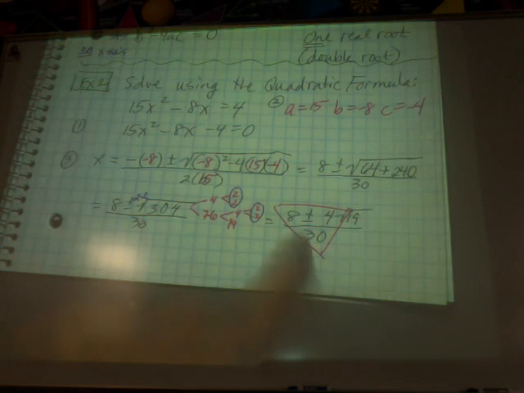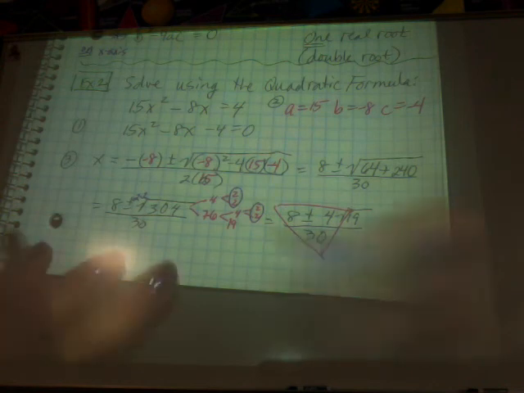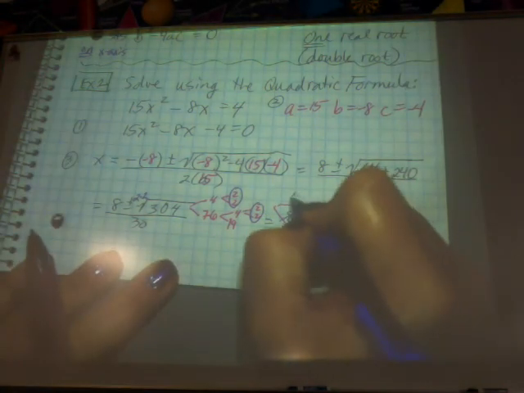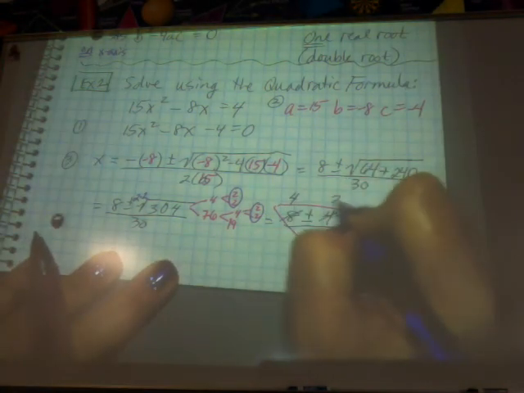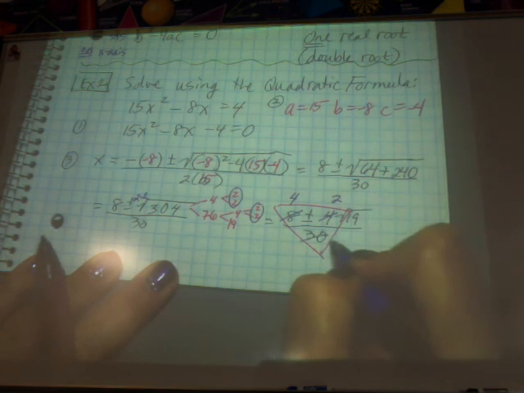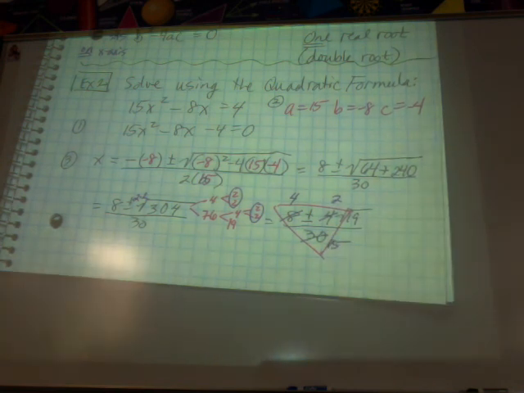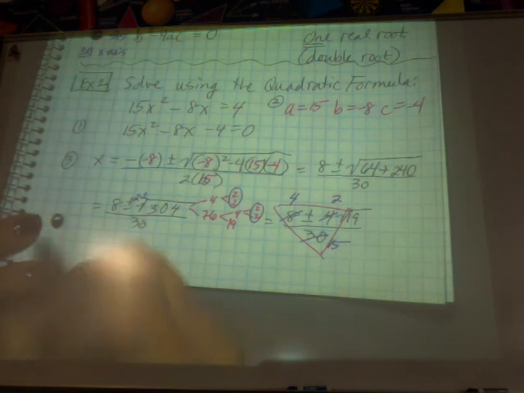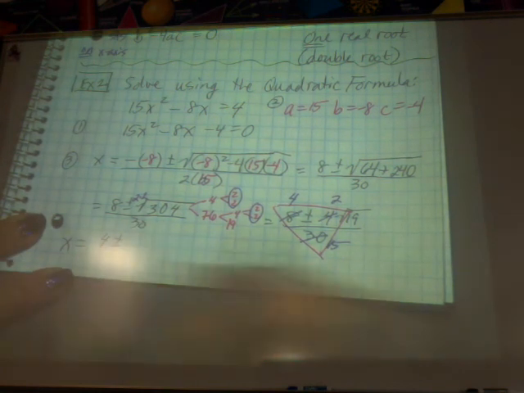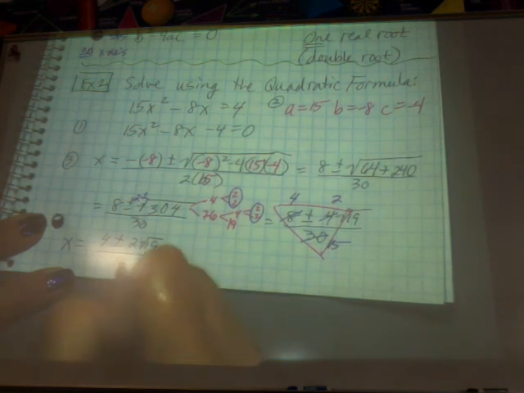Do all 3 together have a greatest common factor? Yeah. What is it? Only 2. So we're going to divide 2 into each one of those. So 2 goes into 8 4 times, 2 goes into 4 twice, and 2 goes into 30 15 times. So your actual final answer for x is 4 plus or minus 2 square root of 19 all over 15.